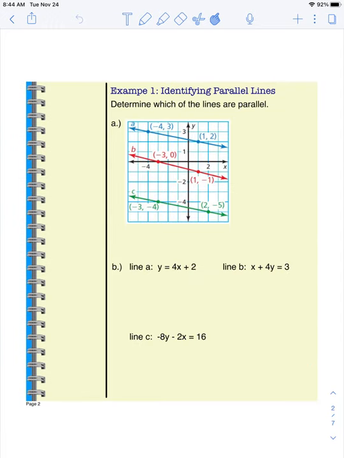All right, so first we're going to work on identifying parallel lines. Remember, we just said parallel lines have the same slope. So to figure out which ones are parallel, first we have to figure out the slope. So let's look at example A, which is just the graph. We're going to find the slope of these three lines.